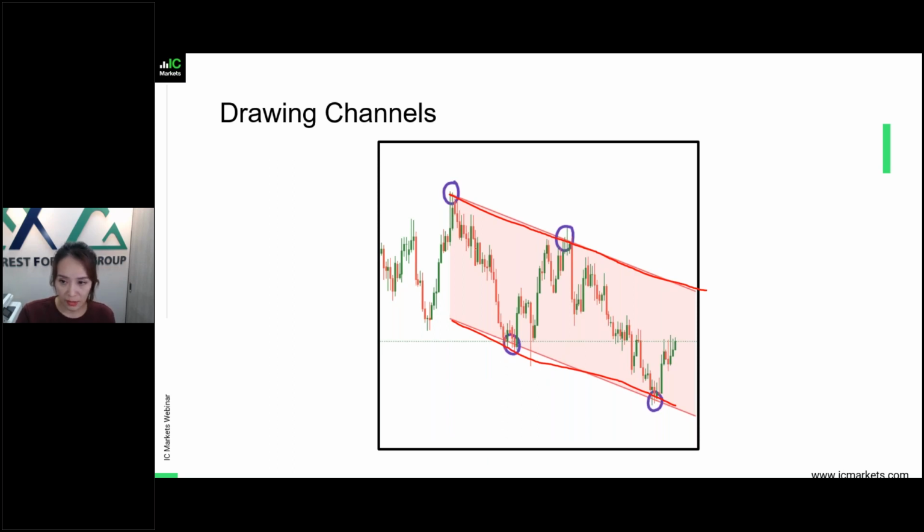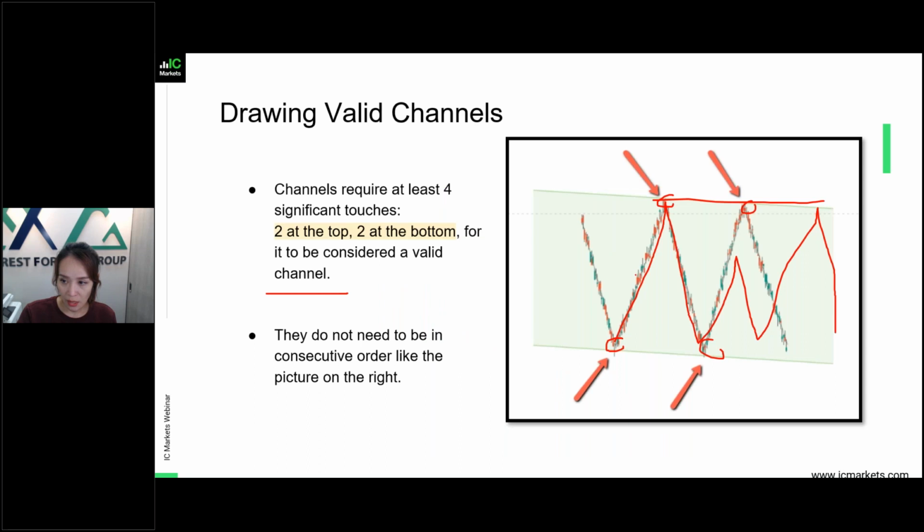Okay, so basically for the bearish channel line I will use a red color, and for the bullish channel line I will use a green color. Yeah. Okay.